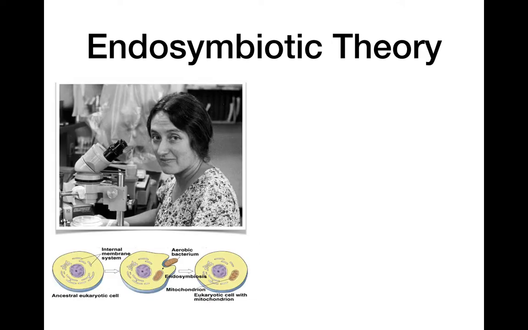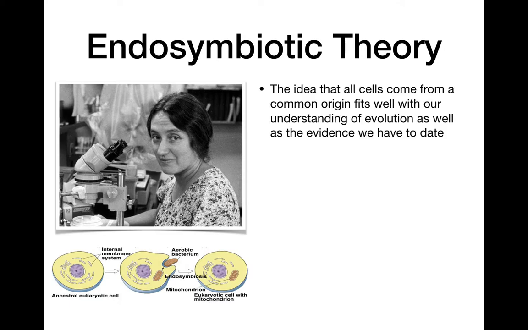Okay, we're going to talk about endosymbiotic theory next. Endosymbiotic theory is about the idea that all of our cells come from a common origin, this common ancestor idea we talked about a lot in evolution, and that also fits with cells. We have lots of evidence about how all of life had a common start and how it's diverged from there. Endosymbiotic theory is talking about that in particular for cells and for organelles.